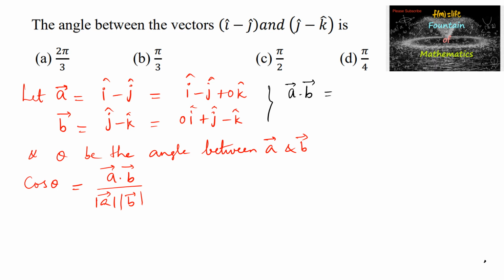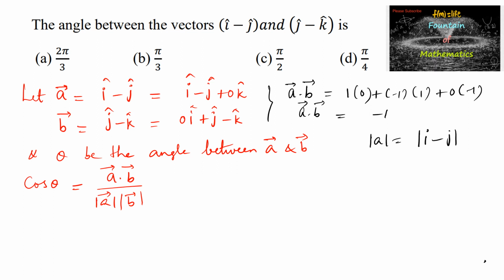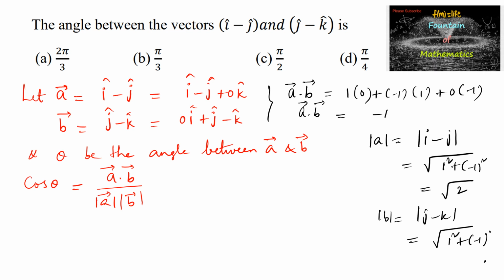A dot B is equal to 1 into 0 plus minus 1 into 1 plus 0 into minus 1, which is equal to negative 1. So A dot B we got negative 1, and mod A is equal to mod of i minus j, which is equal to root of 1 square plus minus 1 square, which is 1 plus 1, 2, root 2, and similarly mod B, also mod of j minus k, which is equal to root of 1 square plus of minus 1 whole square, which is root 2.